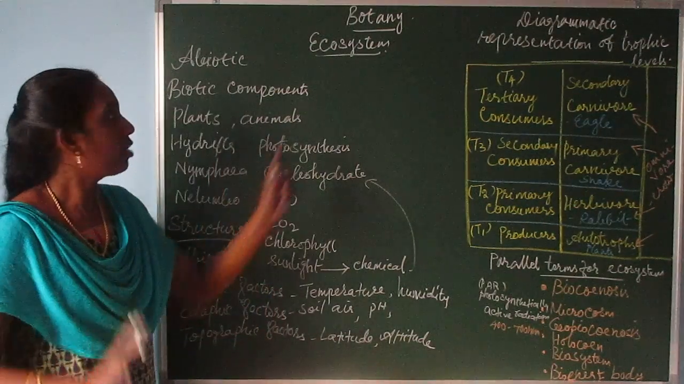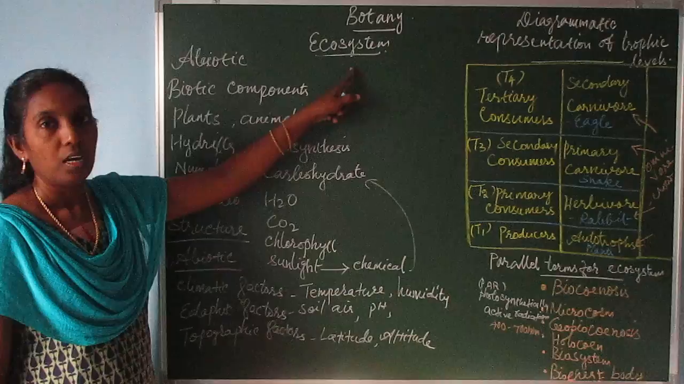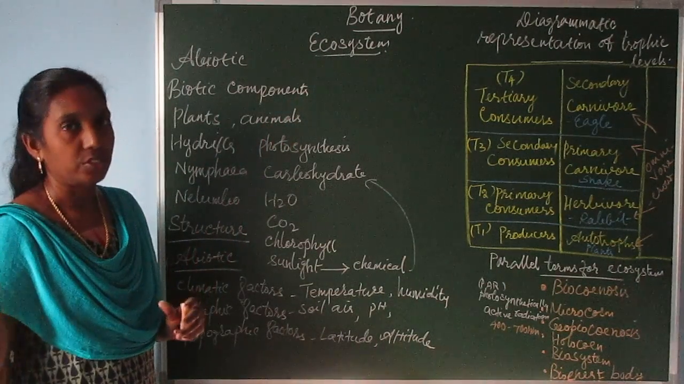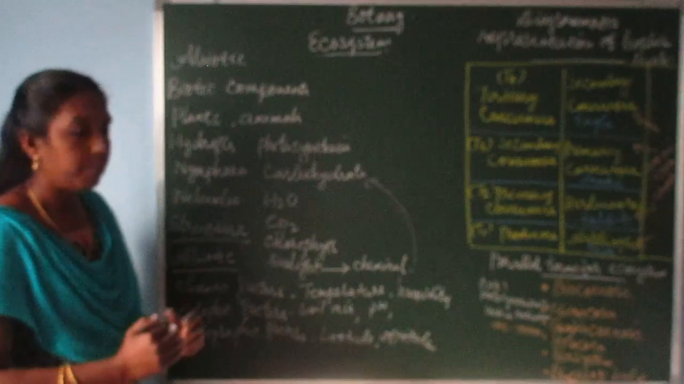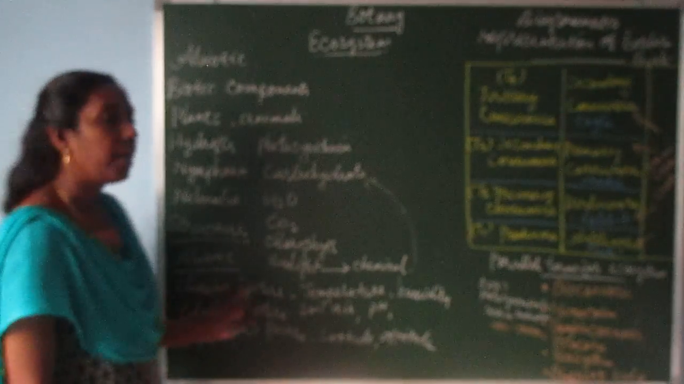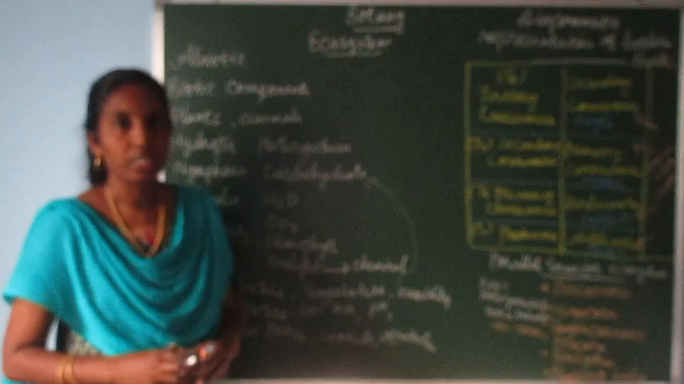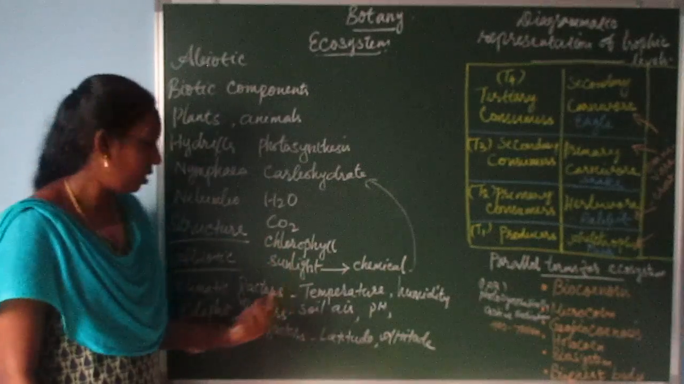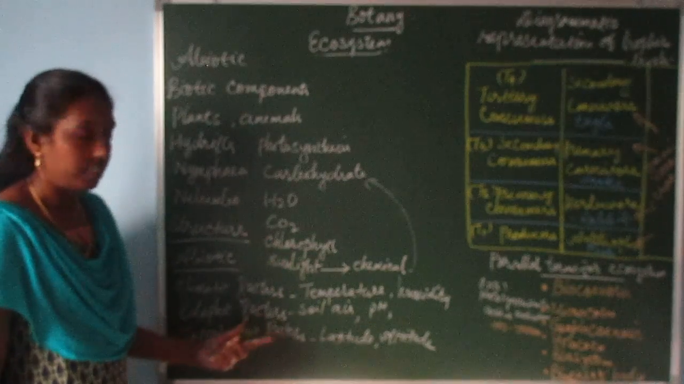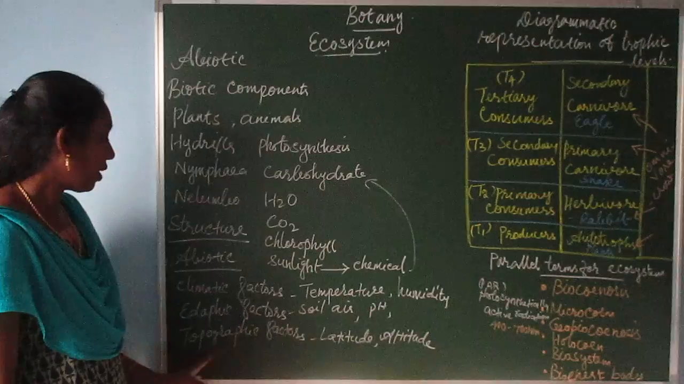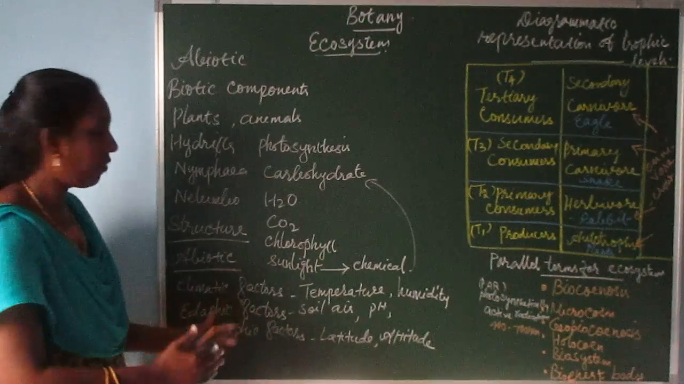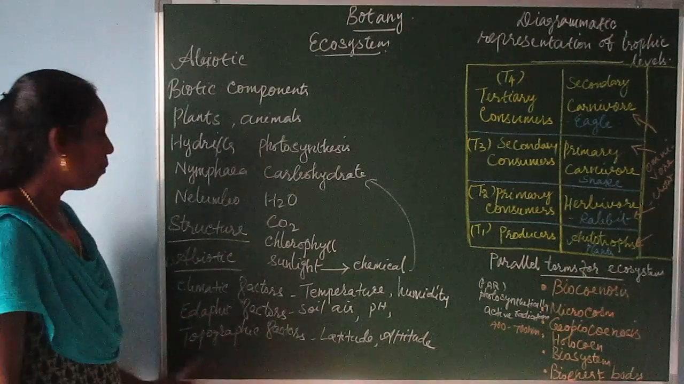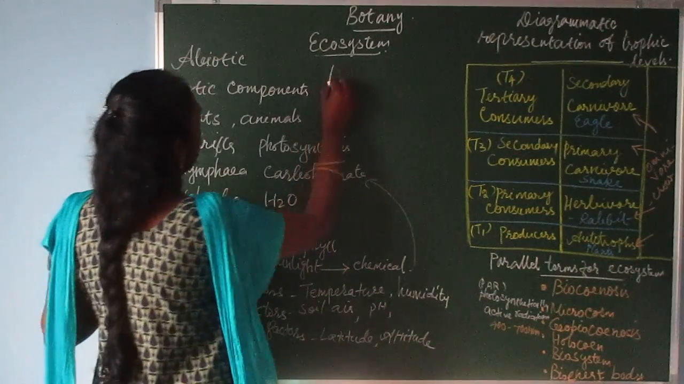The topic is ecosystem. You remember this, ecosystem consists of structure and function. The structure comprises abiotic components and biotic components. Abiotic components, already in the previous chapters you learned this, factors affecting ecology: climatic factors, edaphic factors, and topographic factors. The same factors come under abiotic factors. These are all abiotic. Then biotic factors.